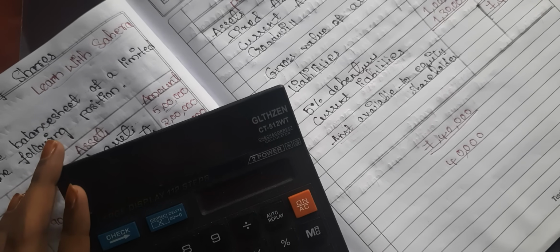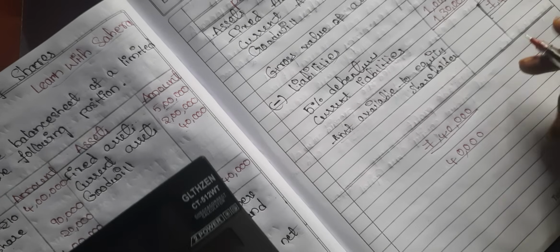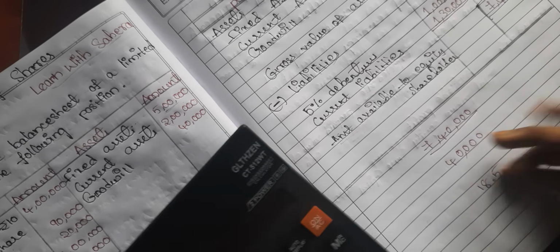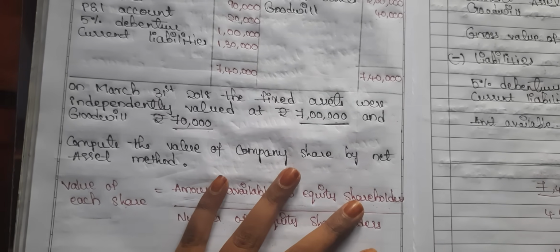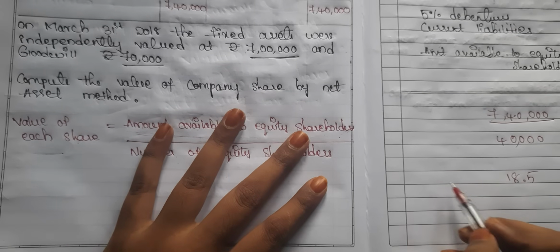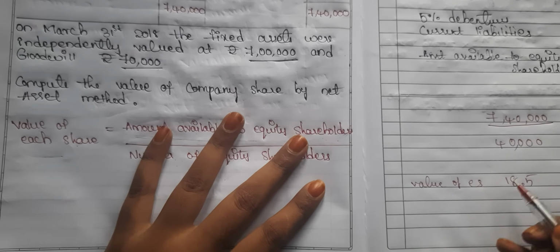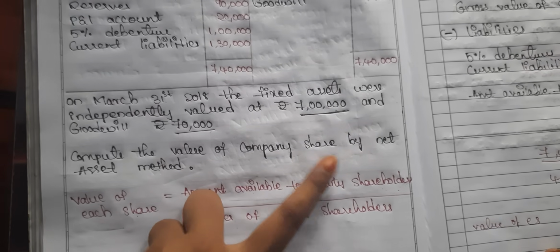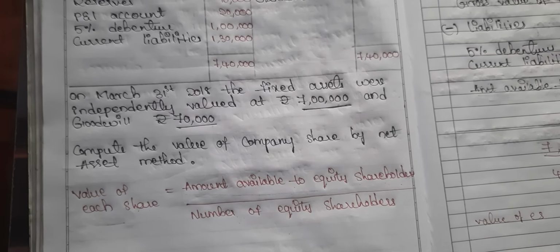740 divided by, how much is it? 18.5. Okay, it is 18.5. 18.5 is nothing but the value of each share. You can write here, value of each share. And this is the value of the company share by the net asset method. Okay, we have completed the net asset method, right?